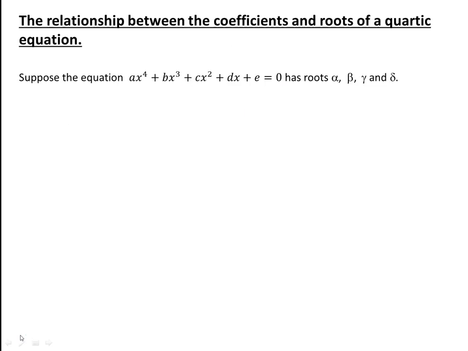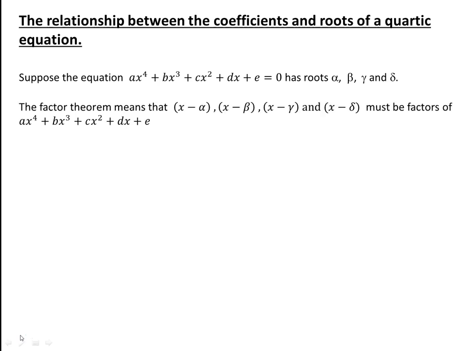Now, let's consider the equation ax to the 4 plus bx cubed plus cx squared plus dx plus e equals 0. And we'll suppose that the roots of this equation are alpha, beta, gamma and delta. Then the factor theorem tells me that x minus alpha, x minus beta, x minus gamma and x minus delta must all be factors of ax to the 4 plus bx cubed plus cx squared plus dx plus e.